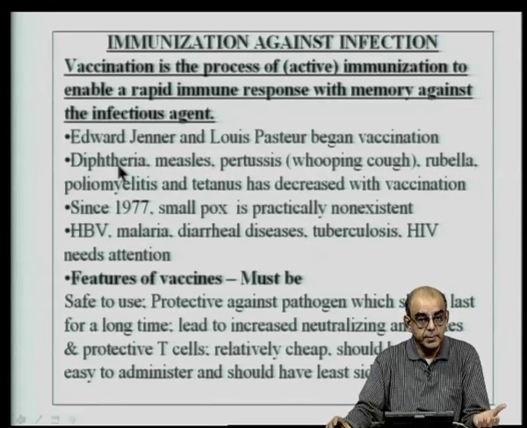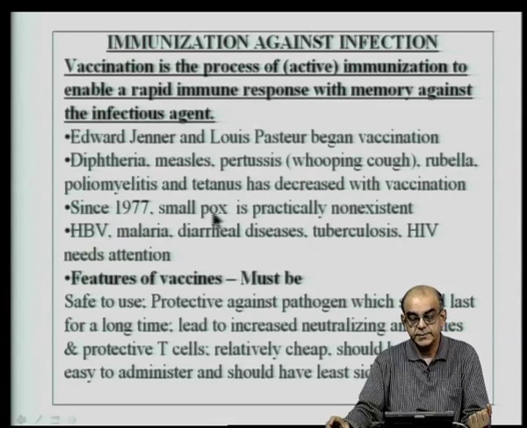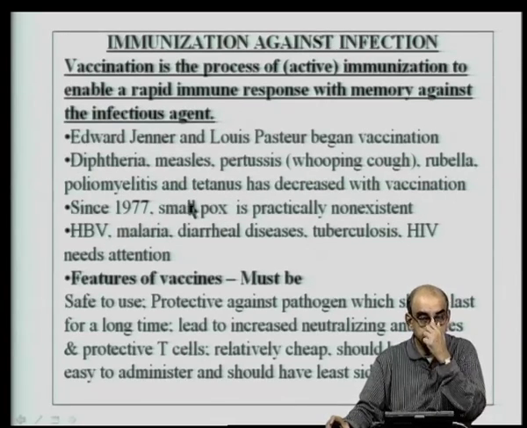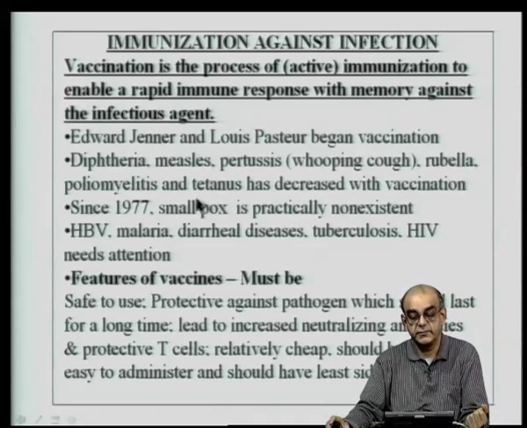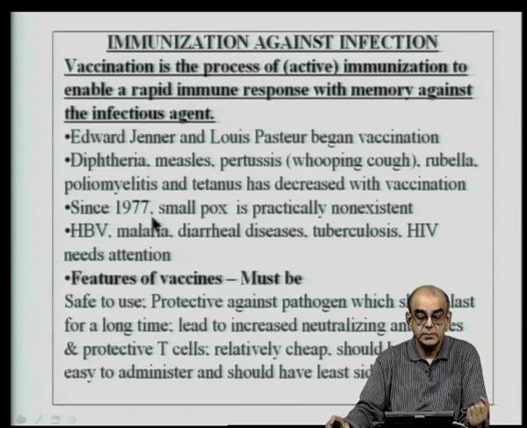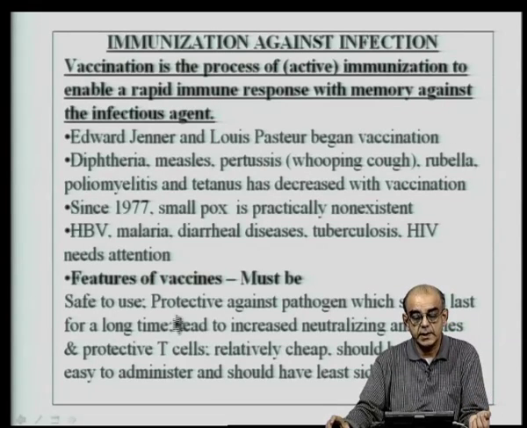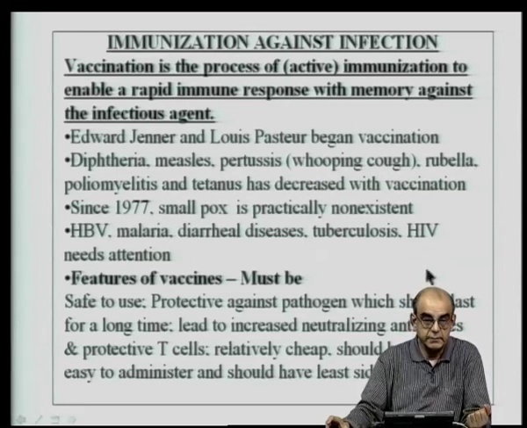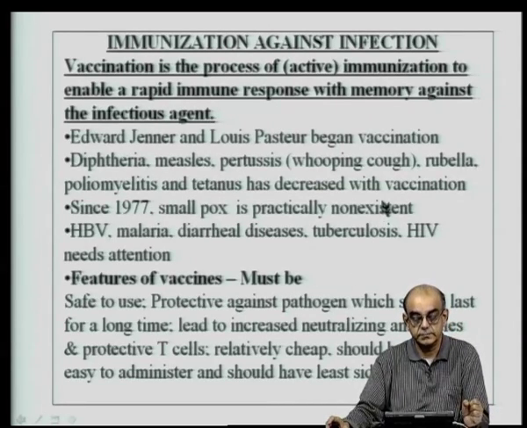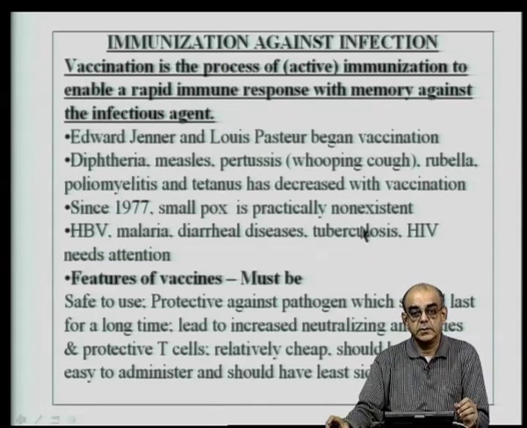Now, vaccination has been tried out and has been found to be successful in the case of diphtheria, measles, pertussis, which causes whooping cough, rubella, poliomyelitis, as well as tetanus. All these diseases have decreased following the onset of vaccination efforts. Since 1977, smallpox is practically non-existent. Other pathogens that require attention because we have not been able to eradicate them are hepatitis B virus, malaria, diarrheal diseases, tuberculosis, and HIV, of course. And the more complicated the pathogen, the more complicated becomes the effort to vaccinate against it.